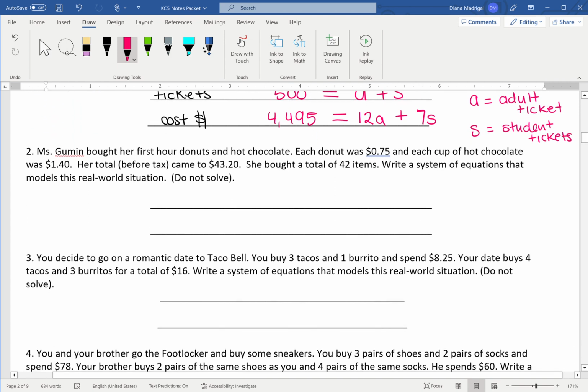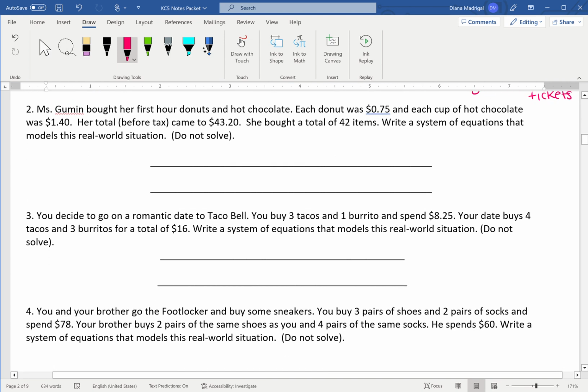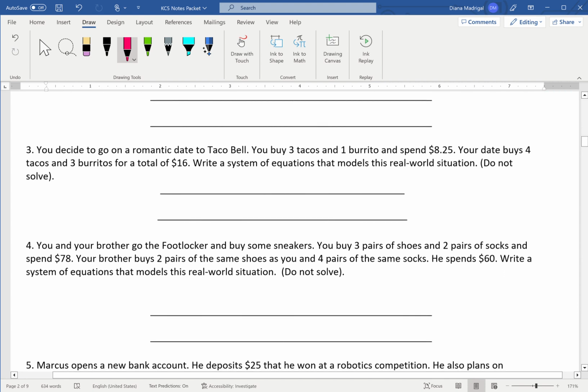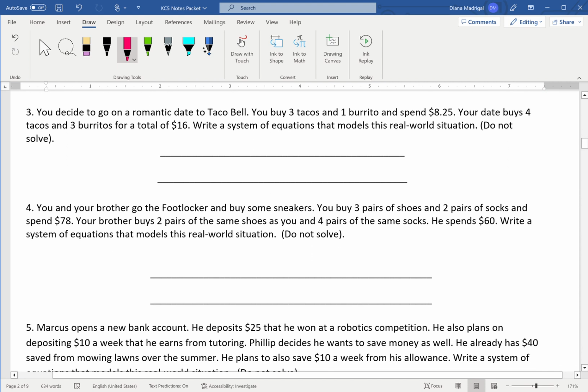You should try number 2 on your own. Make sure that you show me the work if you missed class. All right, moving on to number 3. It says you decide to go on a romantic date to Taco Bell. You buy 3 tacos, 1 burrito, and you spend $8.25. So again, this is what you spent. Your date buys 4 tacos, 3 burritos, and a total of $16. Write the system of equations that models this real world situation.